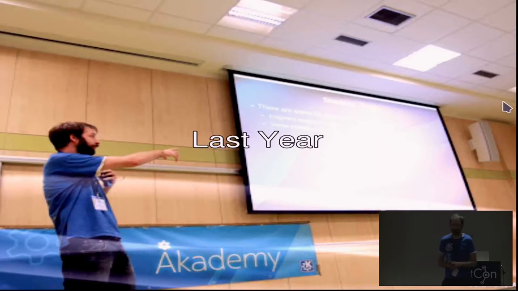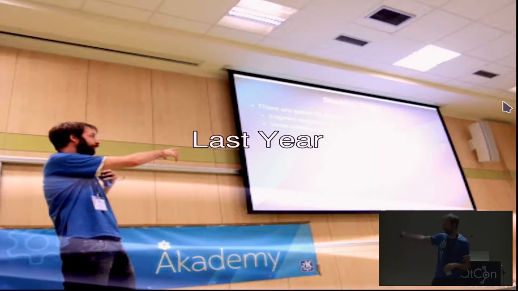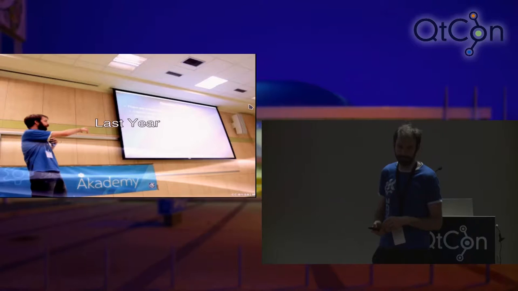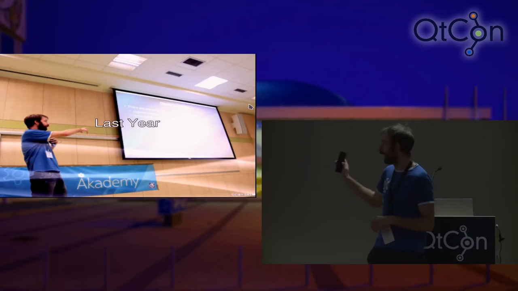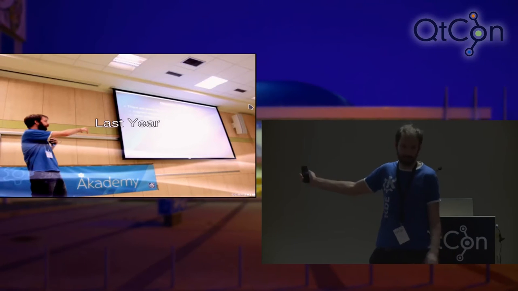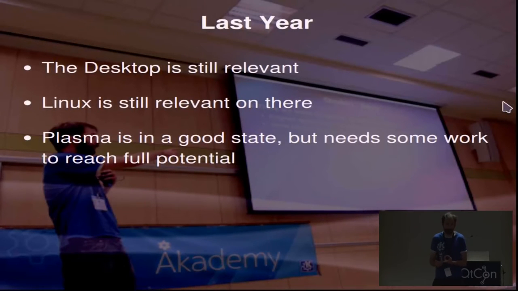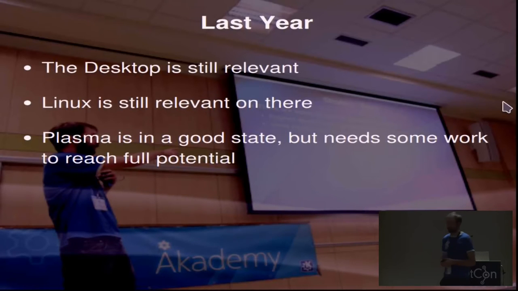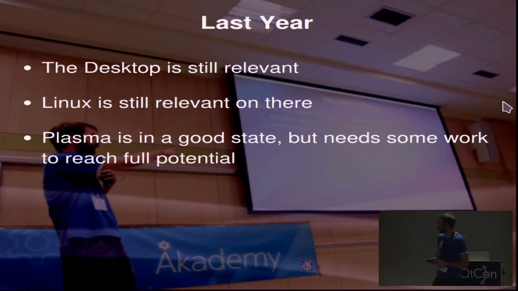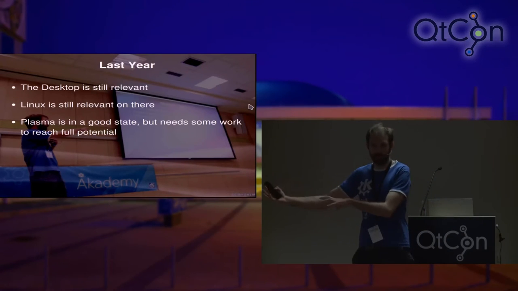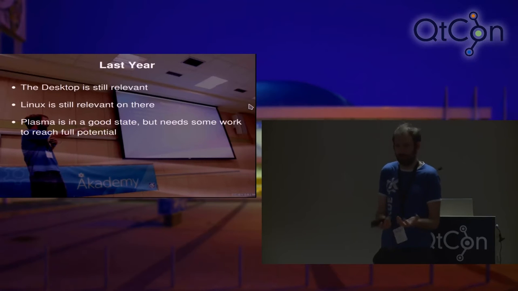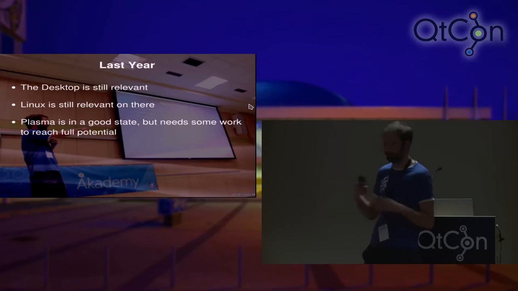So last year, I stood on a stage very much like this one, but not this one. That would be amazing photography. And I talked about three things. I talked about how a desktop is still relevant, because there was a lot of hype about mobiles last year. And I talked about how Linux is still relevant on a desktop, and how Plasma is in a good state, but the potential is bigger than what we currently have. We can improve a little bit to reach the full potential that we have available.